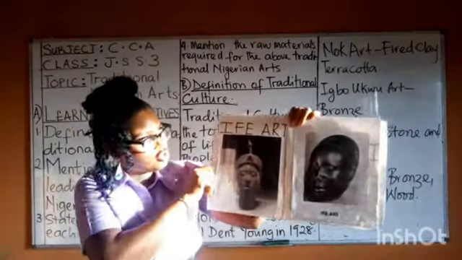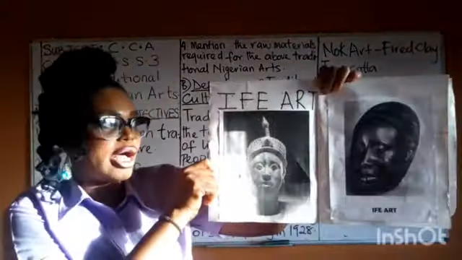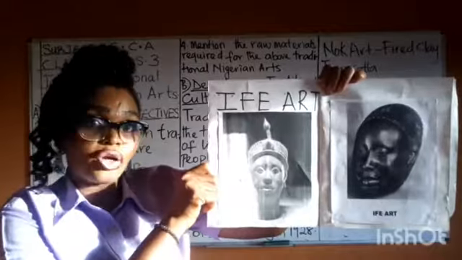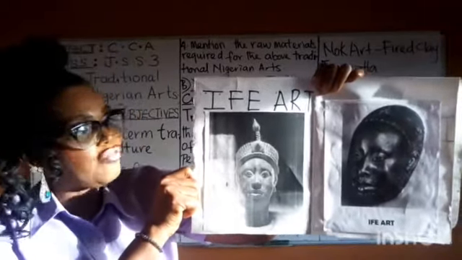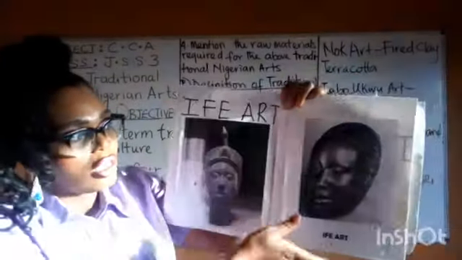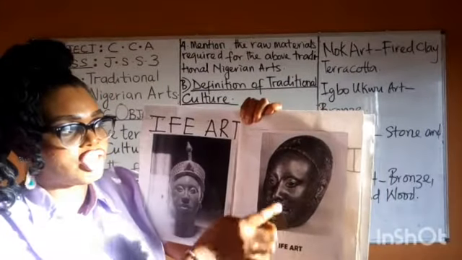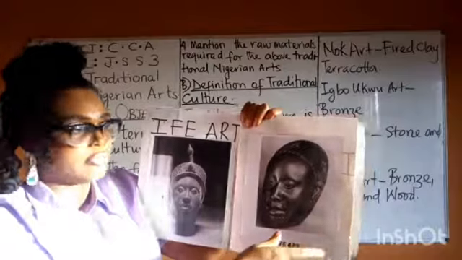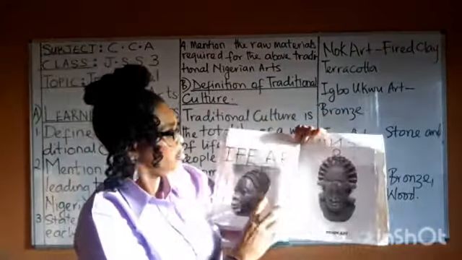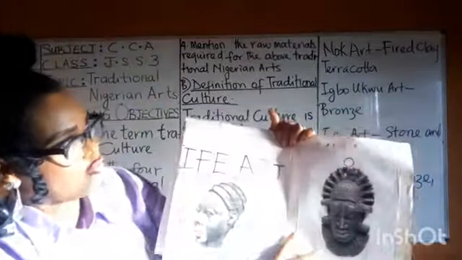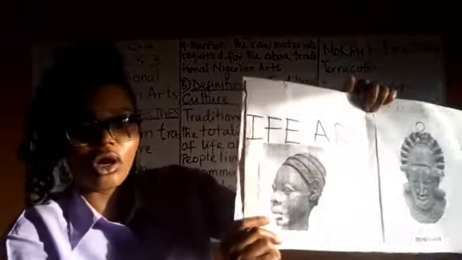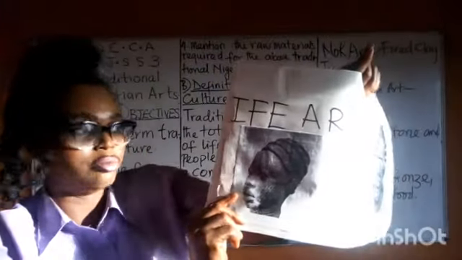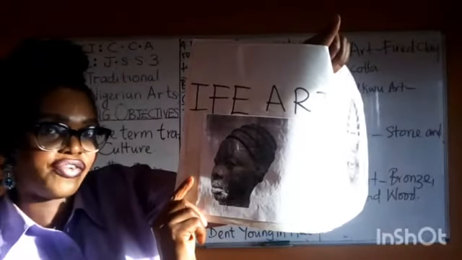Ife art usually have lines running down their faces. I don't know if you can all see them properly. They have lines running down their faces. Same with the other one, but it's shiny because it's made out of bronze, and here it's on black and white. This is also Ife art. As you can see, it's different from the other diagram I have shown you. It's also Ife art. If you look closely, you see lines running down their faces.